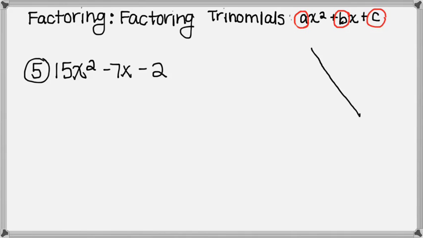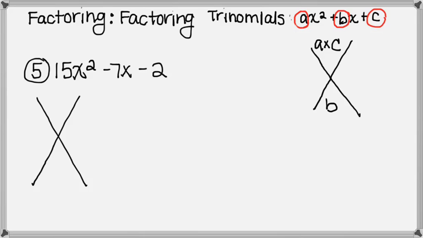To factor this trinomial, I want to keep in mind that if I use the x method, the b term is going to go on the bottom and a times c is going to go on the top. So for our example, our b term here is the -7, and on the top, a times c, we get 15 times -2, which is equal to -30.